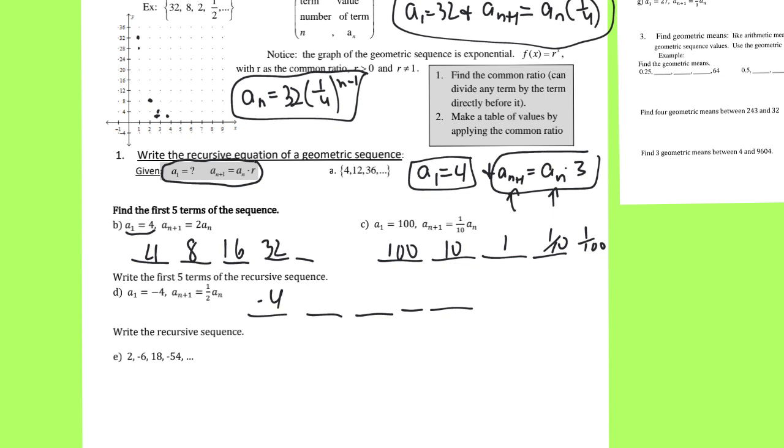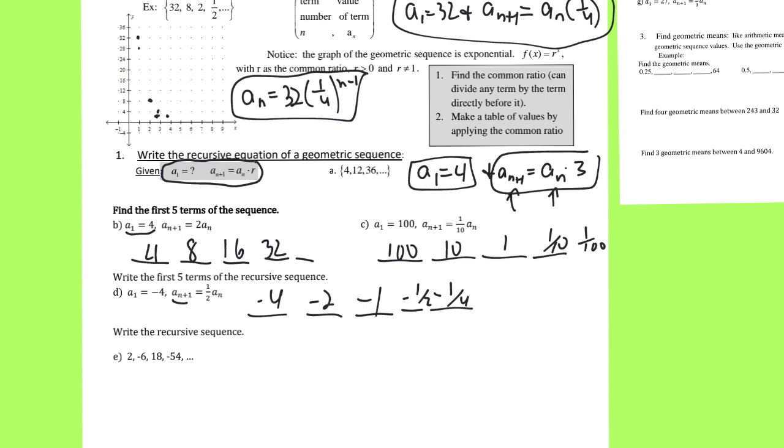Start with -4, and it says to get to the next term, you take half of the previous term. So take it times a half, you get -2. Take it times a half, you get -1. Times a half, and then you get -1/2, and then -1/4. So just multiplying each term by a half will get you from one term to the next.